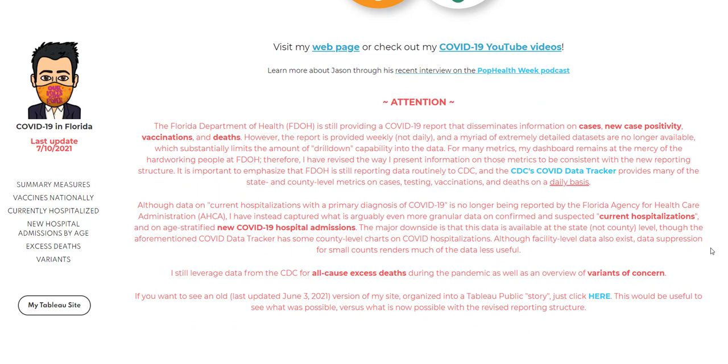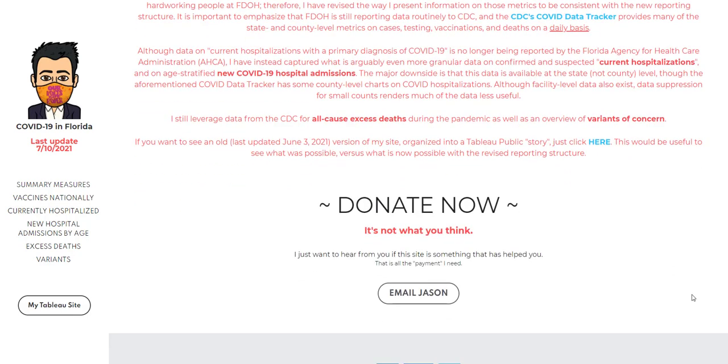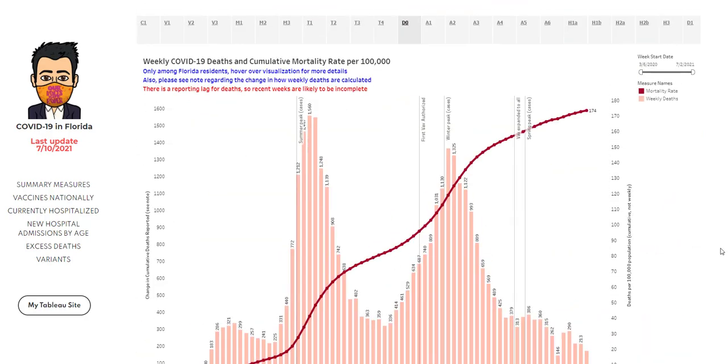I've got an attention here. This is just basically describing when I had to change my dashboard. You can access my old dashboard, even though the data are old. If you wanted to actually look at what that old dashboard looked like, you can see that here. And then down at the bottom, of course, my donate now has nothing to do with money. If you have questions or you just want to comment on something, you can just click on the email Jason button and it'll send an email to me.